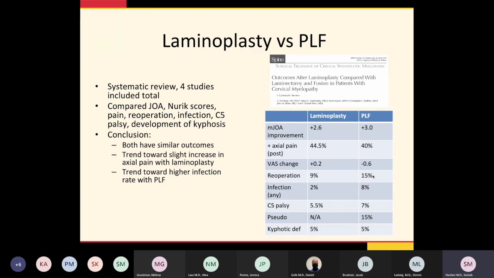The systematic review from the Spine Journal looked at the mJOA, axial neck pain, the VAS change, reoperation, infection, and palsy, and found that overall they have similar outcomes. However, there was a trend towards an increase in axial neck pain with laminoplasty compared to fusion postoperatively, and there was a higher trend towards infection rate in the fusion cohort.